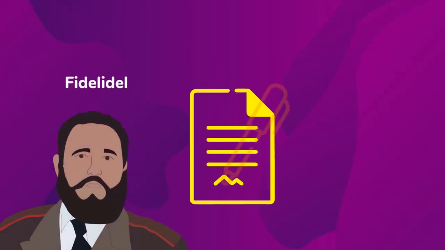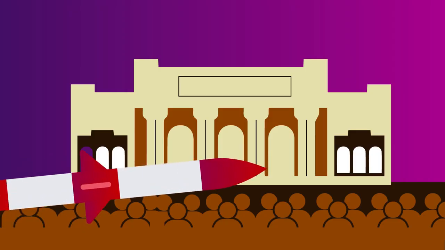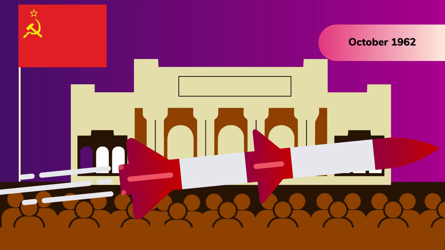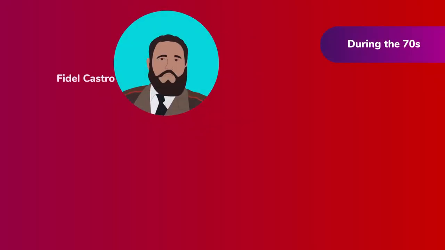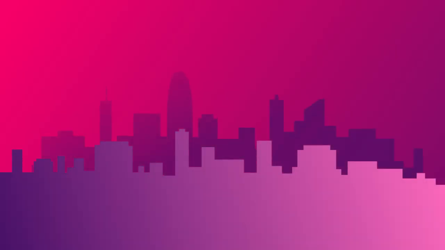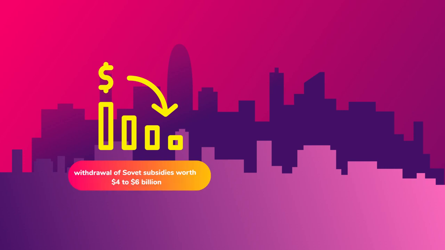Later, Castro signed a commercial agreement with Soviet Vice Premier Anastas Mikoyan. The Cuban Missile Crisis occurred in October 1962. A few months later, Cuba was moving towards a full-fledged communist system modeled on the USSR. During the 70s, Fidel Castro dispatched tens of thousands of troops in support of Soviet-supported wars in Africa. The standard of living was extremely Spartan, and discontent was rife. The country faced a severe economic downturn following the withdrawal of Soviet subsidies worth $4 billion to $6 billion annually, resulting in effects such as food and fuel shortages.